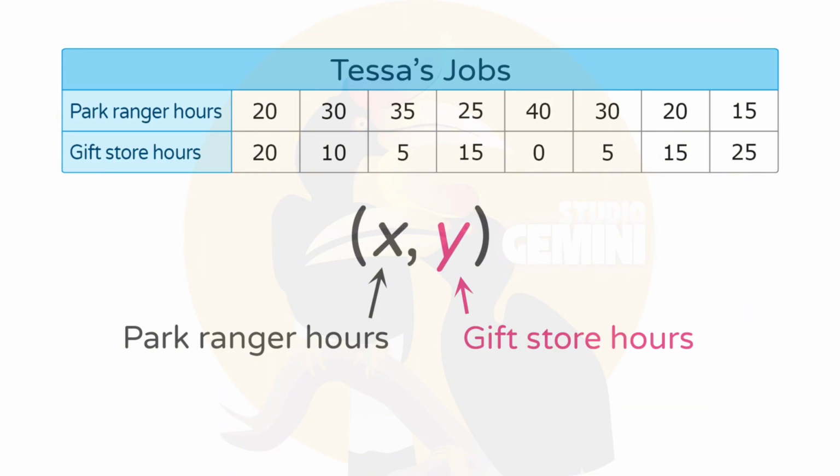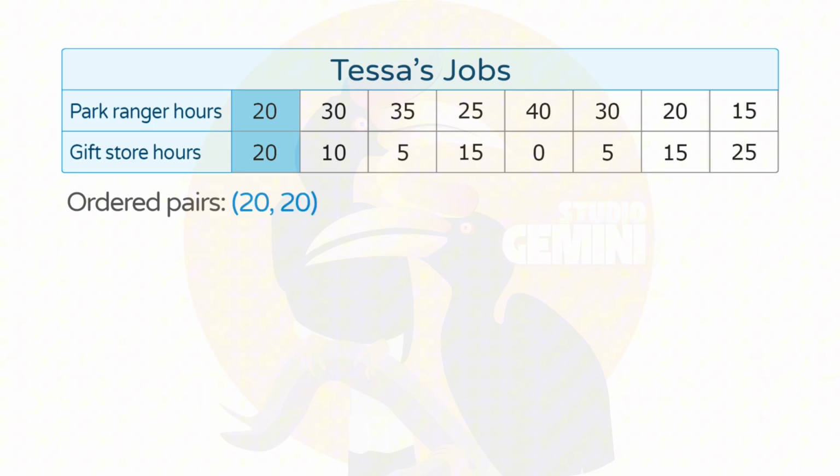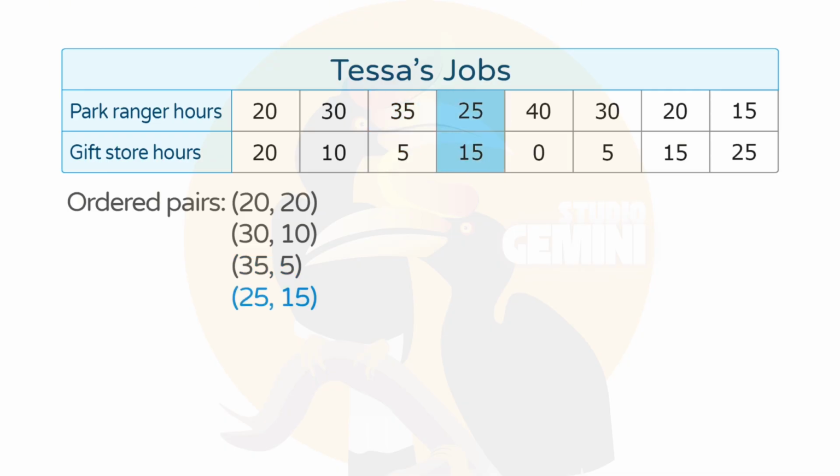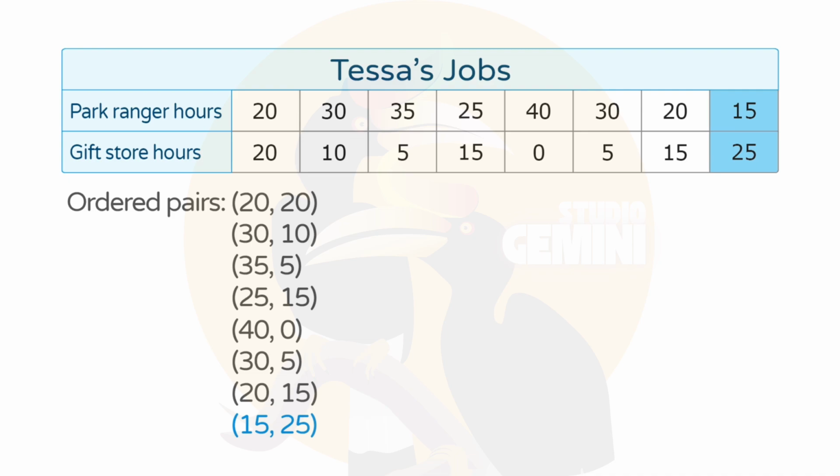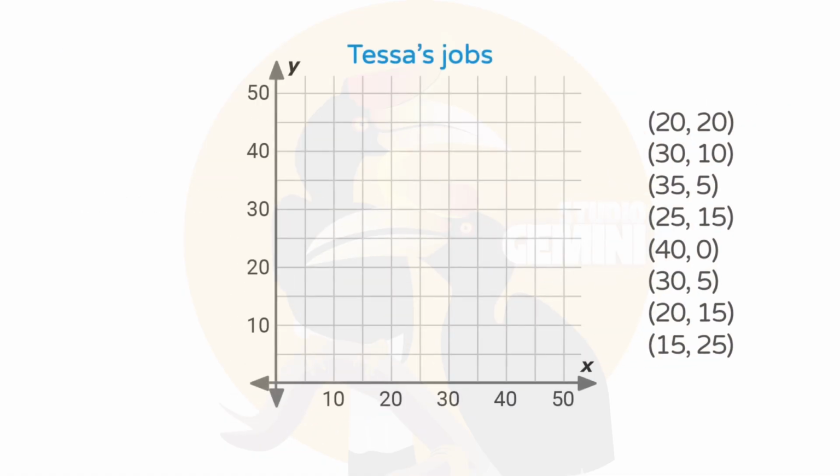So our ordered pairs are (20, 20), (30, 10), (35, 5), (25, 15), (40, 0), (30, 5), (20, 15), and (15, 25). These 8 ordered pairs are the points in our scatter plot. Let's start plotting. We can start by labeling our axes. Park ranger hours goes on the x-axis, and gift store hours goes on the y-axis. Then we start adding points.